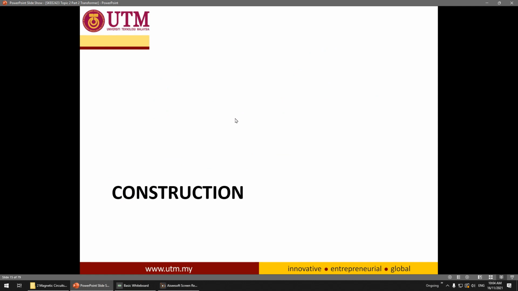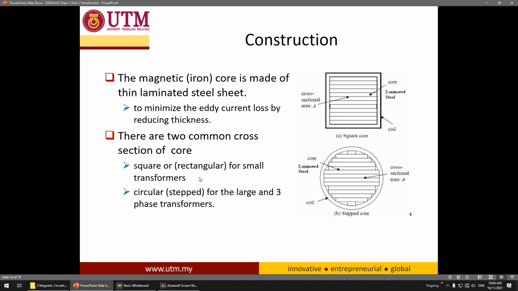Okay, I think we still have time. Construction: you can see here the magnetic iron core is made of laminated steel. Remember eddy current, that's why we use laminated steel sheet, to minimize the eddy current loss and reduce thickness. You can either use a square cross section or a round, circular cross section. So make sure you know the types of cross section: square, rectangular, circle, or step. Usually for a small transformer we use square, and for a large transformer for a 3-phase system we use circular.